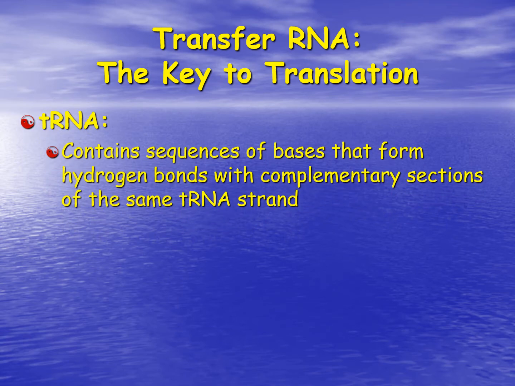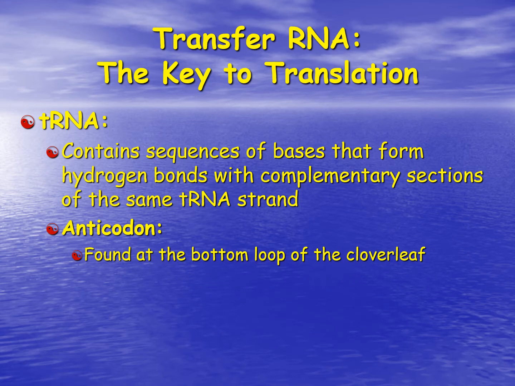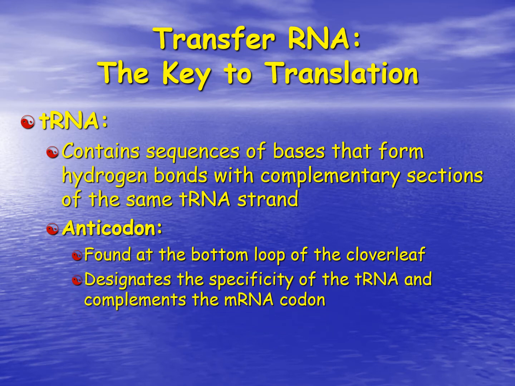Transfer RNA contains the sequence of bases that form hydrogen bonds with complementary sections of the same tRNA strand, and that's what allowed it to fold up in that clover leaf-like shape. The anticodon found at the bottom loop of the clover leaf will determine what amino acid will be picked up by that transfer RNA and attached to the amino acid site.